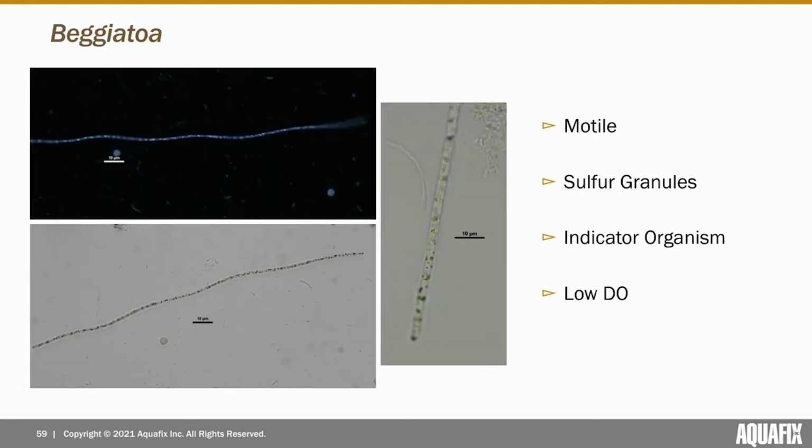Beggiatoa is one of the few modal filaments in wastewater. This filament uptakes sulfur and stores it as granules that can be viewed using phase contrast. Beggiatoa typically doesn't cause issues within a plant, but it can indicate the presence of reduced sulfur compounds, which is usually associated with low dissolved oxygen. This filament normally doesn't need to be treated, but the low DO conditions that are causing its growth should be addressed, as low DO can lead to other issues.